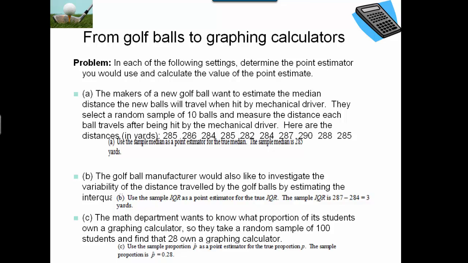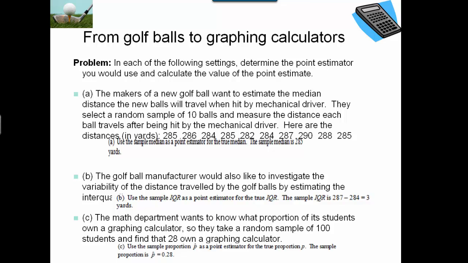The makers of a new golf ball want to estimate the median distance the new balls will travel when hit by a mechanical driver. They select a random sample of 10 balls and measure the distance each ball travels after being hit by the mechanical driver. Here are the distances in yards. We use the sample median as a point estimator for the true median. The sample median is 285 yards.